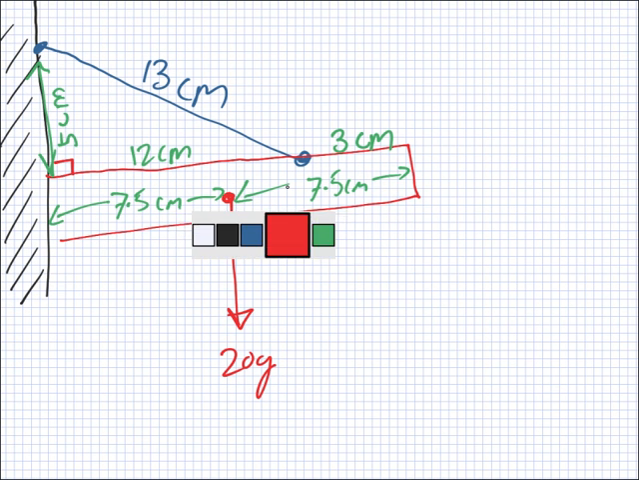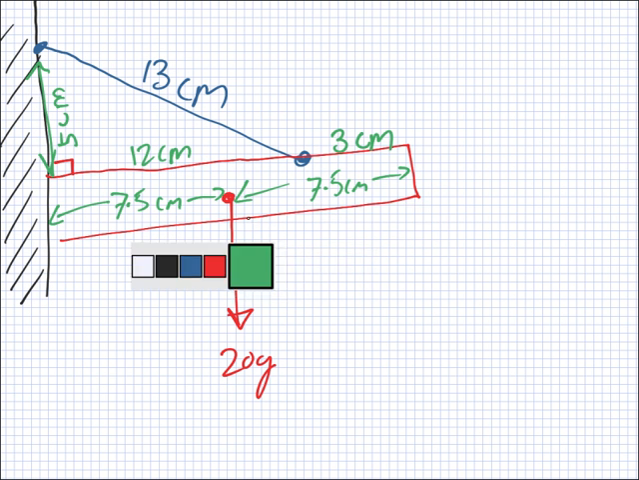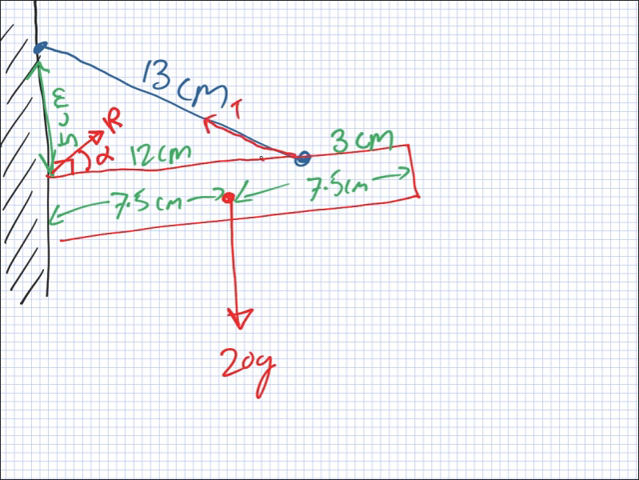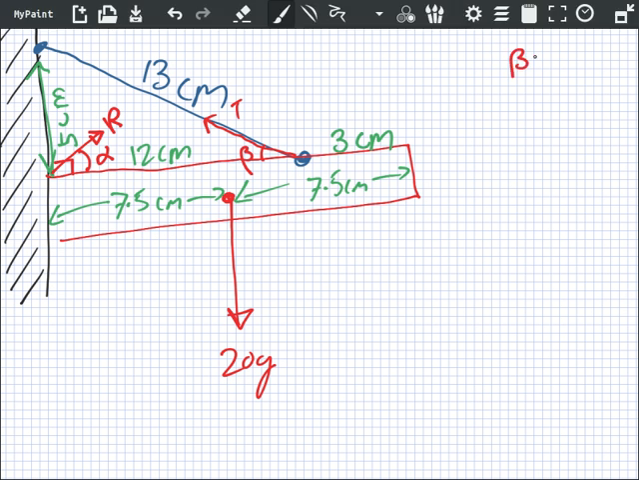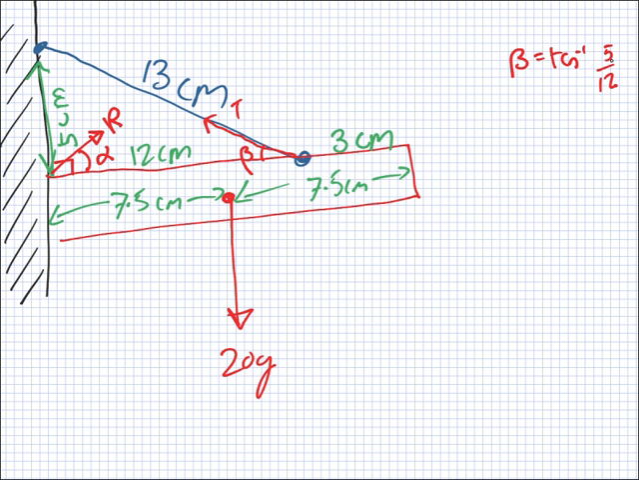Okay, so let me draw the forces. So obviously there's the 20g. There's the reaction here, and we'll call this angle alpha. And then there's the tension here, and we'll call this angle beta. Now we actually know what beta is. You could say that beta is tan inverse 5/12. We won't do that yet, but we could know it.